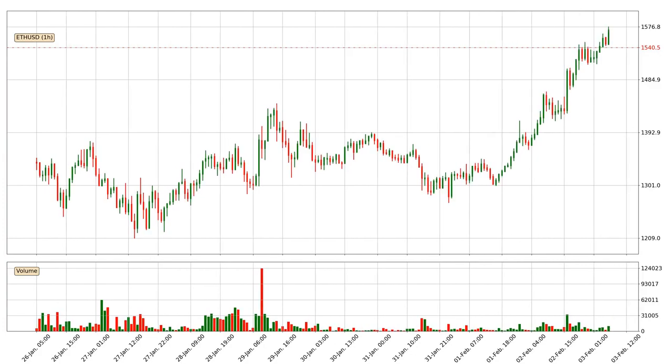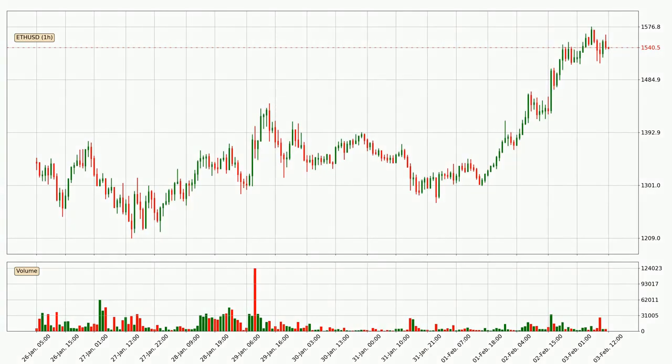Let's get started. Today, find out how the price of Ethereum has changed and what the technical indicators SMA, divergence, stochastic RSI and MACD show. If you are unfamiliar with the indicators, check out the explanation videos below.